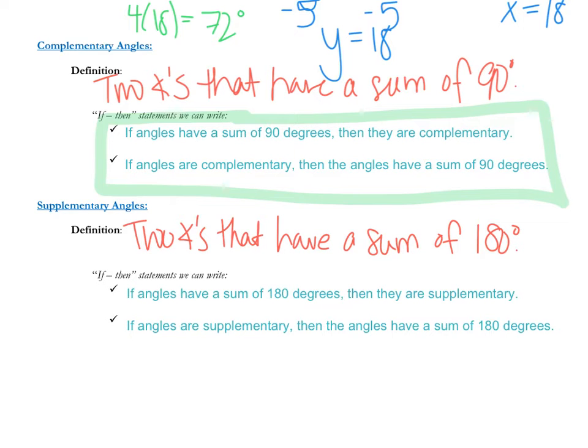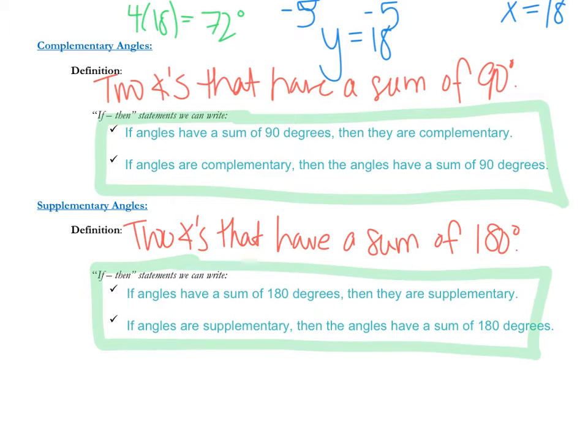So again, we have our if-then statements. If angles have a sum of 180 degrees, then they are supplementary. And then if angles are supplementary, then the angles have a sum of 180 degrees.